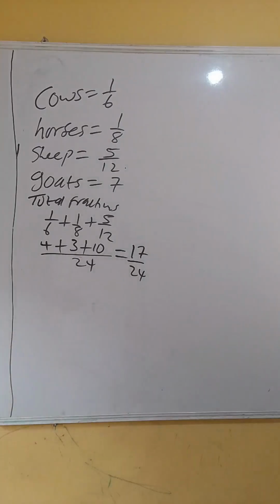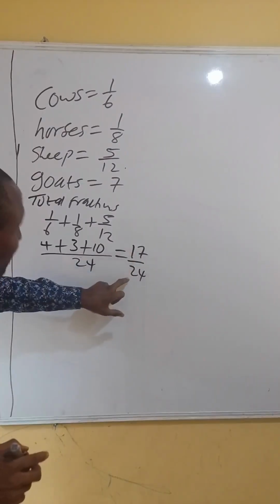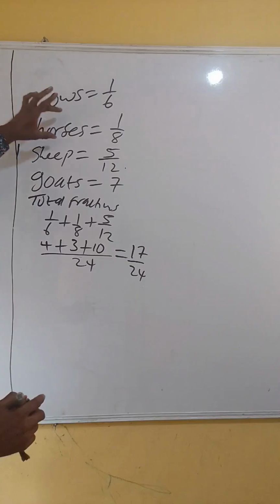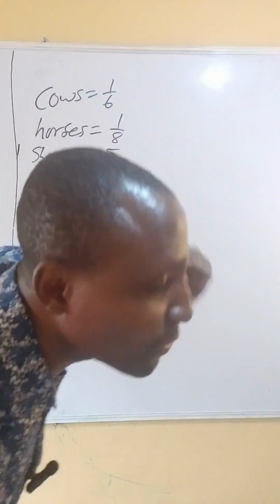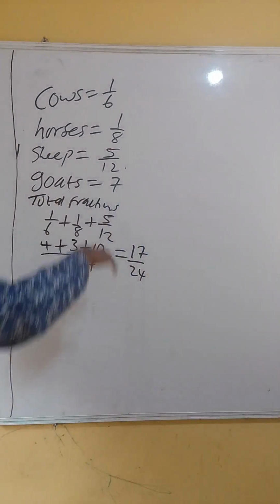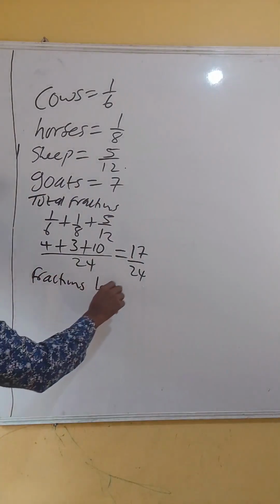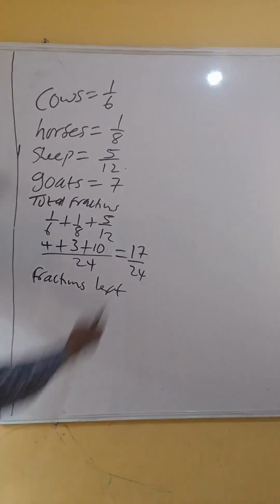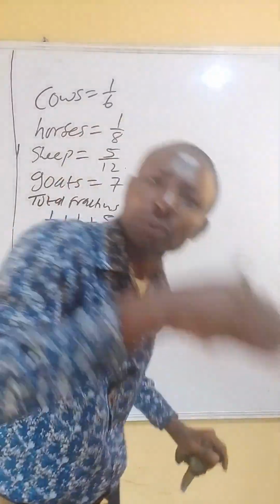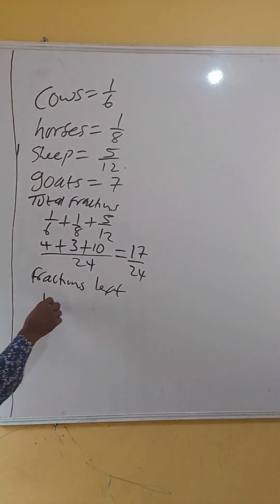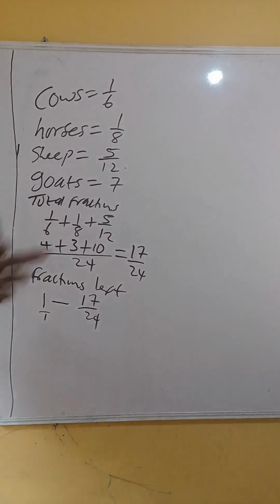So that means 17 out of 24 is cows, horses, and sheep. Listen, 17 out of 24. So let us now find the fraction for the goats. What is left out of the 17 out of 24? Remember, a fraction is a part of a whole. This is one whole. Take away this 17 out of 24. One whole, make it over 1, because every number is over 1.